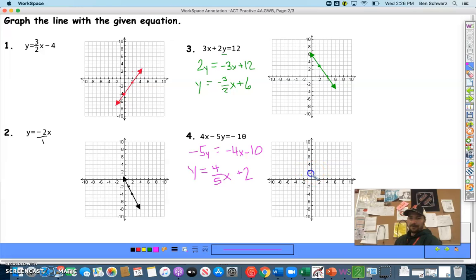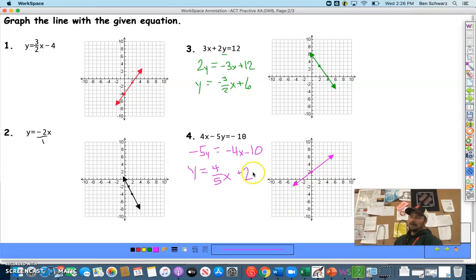So point at 2. And then we're going up 1, 2, 3, 4. Again, my counting's kind of cruddy. 1, 2, 3, 4, 5. And there. So then I'll graph it. And there you have it.